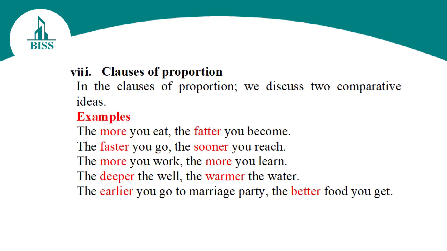Clauses of proportion is the eighth kind of dependent clause. Clauses of proportion. In the clauses of proportion, we discuss two comparative ideas. The more you eat, the fatter you become. The faster you go, the sooner you reach. The more you work, the more you learn. The deeper the well, the warmer the water. The earlier you go to a marriage party, the better food you get.